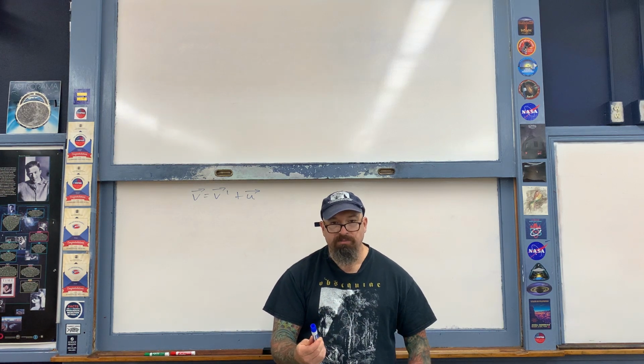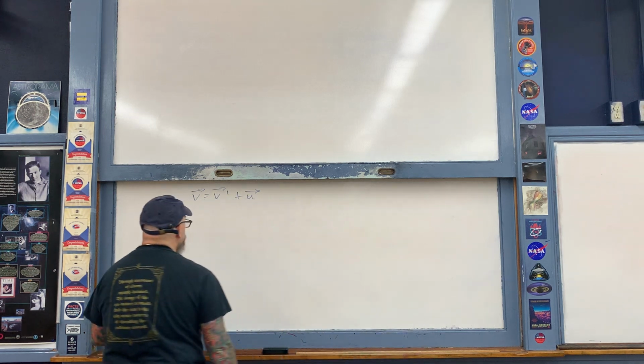Let's say that the marker can leave my hand relative to myself at 10 miles per hour. So if I'm moving towards you at 50 miles per hour and the marker leaves my hand at 10 miles per hour relative to me, with what velocity do you see the marker at? 60 miles per hour. You just did V equals V prime plus U.